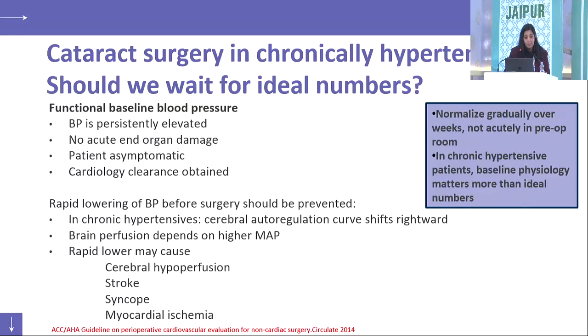And in chronic hypertensive patients, we should consider the baseline blood pressure, along with whether there is any acute end organ damage. If the patient is asymptomatic, after taking cardiology clearance, the patient can be safely taken up for the surgery.